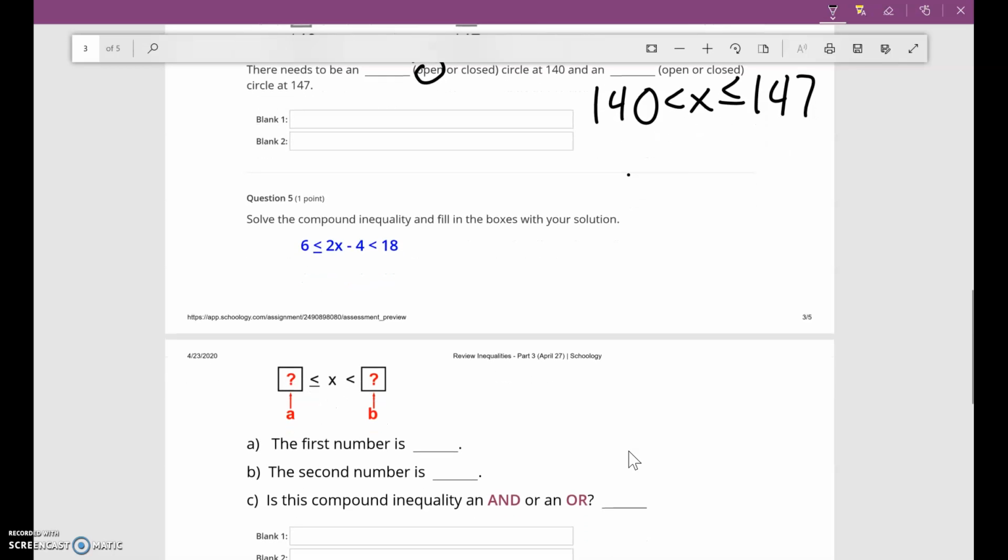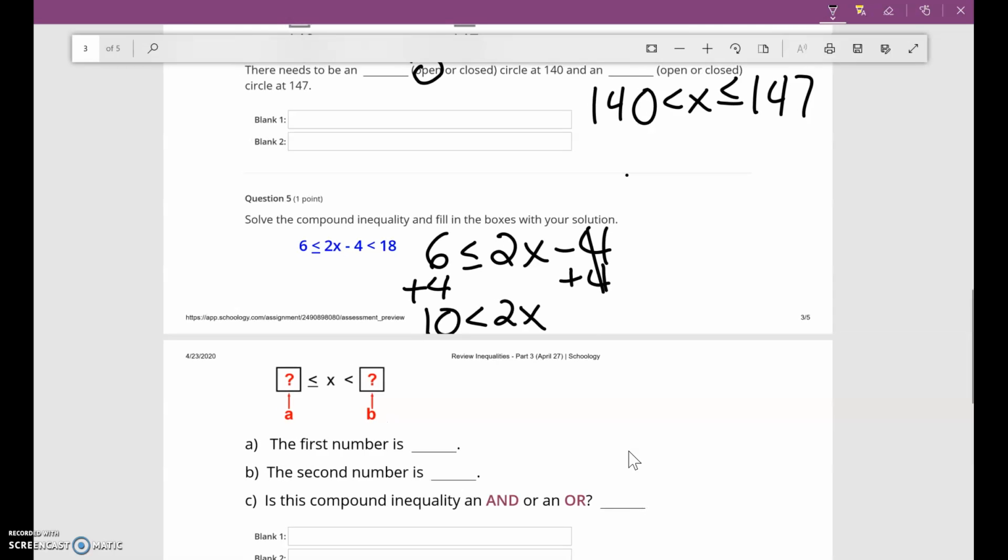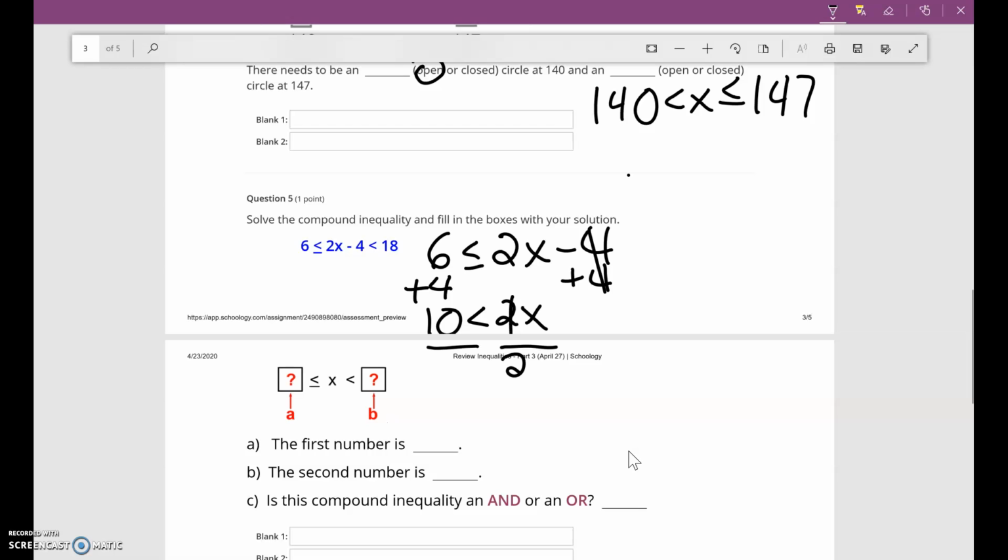This one, solve the compound inequality and fill in the boxes with your solution. So if I solve this one, let's write it out. So 6 is less than or equal to 2x minus 4. So let's add 4 to both sides. 6 plus 4 is 10. Now it says 2 times x, so I'm going to divide by 2. 5 is less than or equal to x. So the first number is 5.